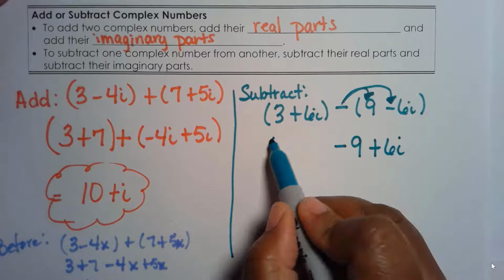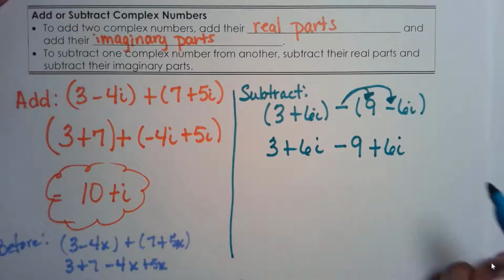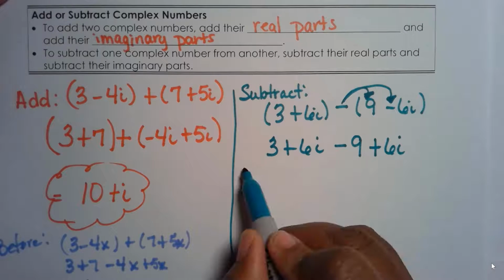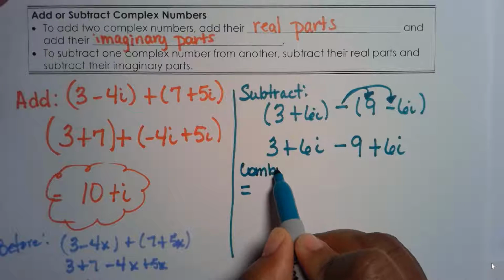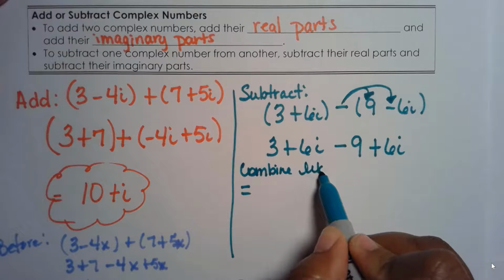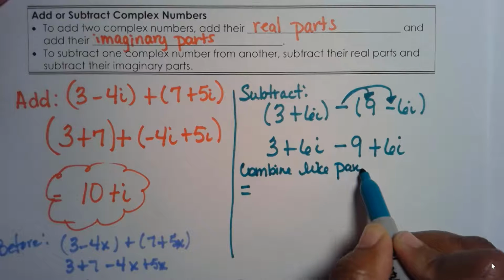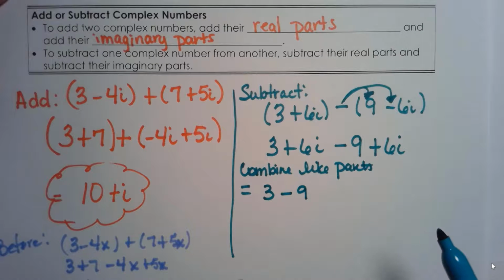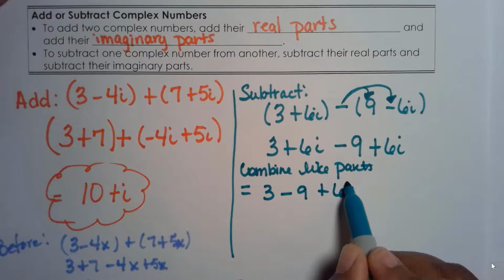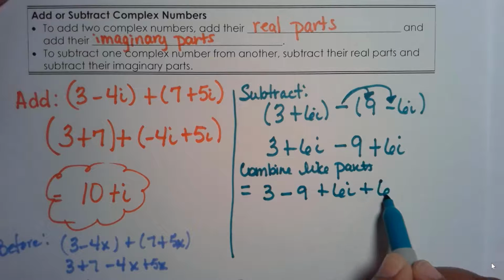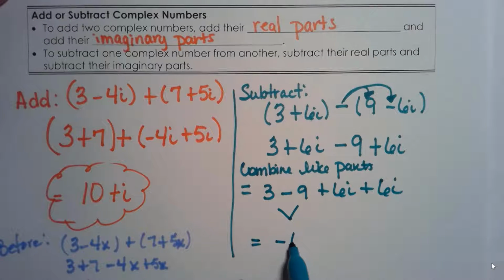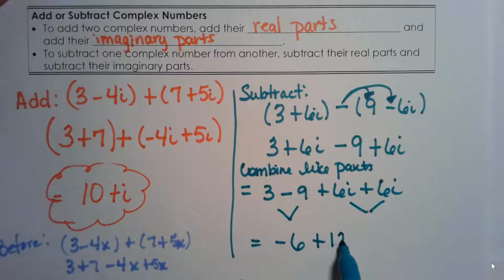And let's bring down what we have in our first parenthesis. And then let's combine like parts. So we have 3 minus 9 plus 6i plus 6i. And then subtract 3 and 9. We have negative 6. Add your imaginary parts. We have plus 12i.